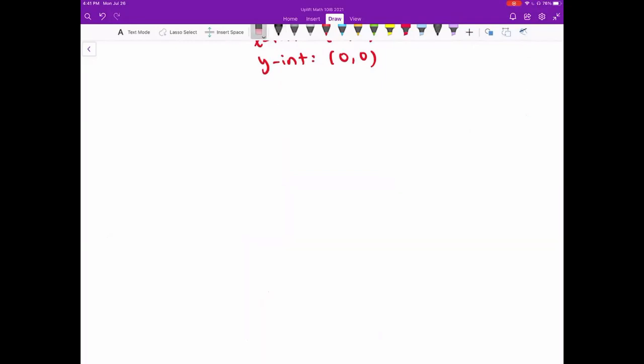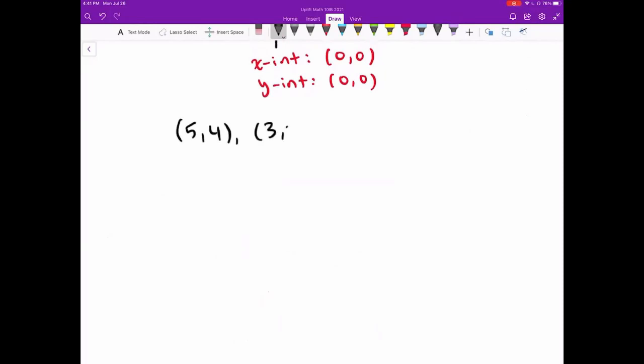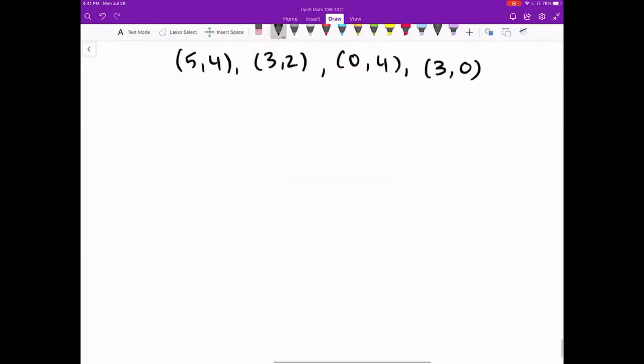Or we could actually just name a bunch of points. So like, I don't know, 5, 4, 3, 2, 0, 4, 3, 0. Which of the following could be the x-intercept, and which of the following could be the y-intercept?